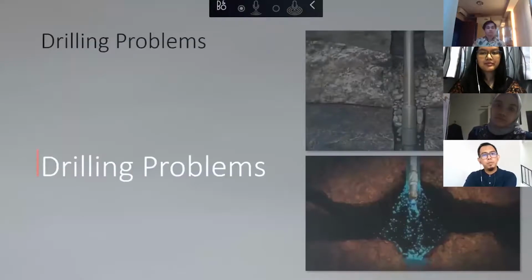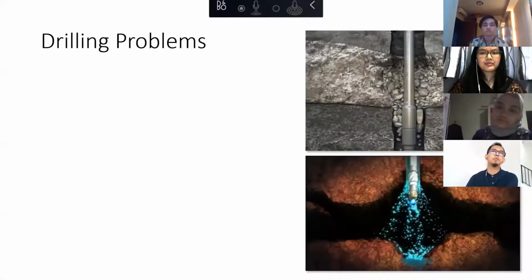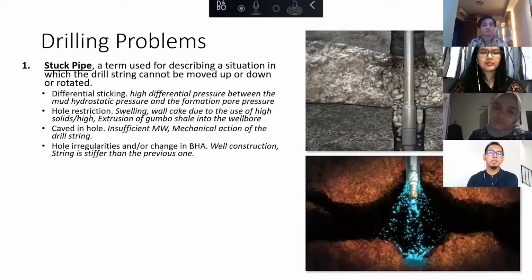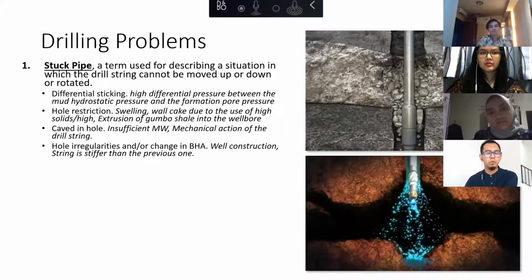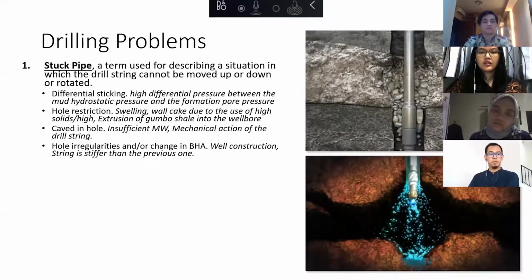Next will be about drilling problems. Several common drilling problems in the operations, one of them is stuck pipe. It is a term used to describe a situation in which the drill string cannot be moved up, down, or rotated. There are 4 types of stuck pipe. First is differential sticking. Second is hole restriction. Third is cavings, and the fourth one is hole irregularities or incompatible BHA.